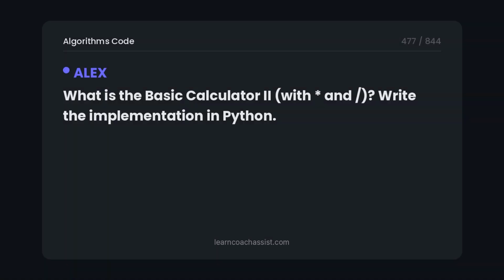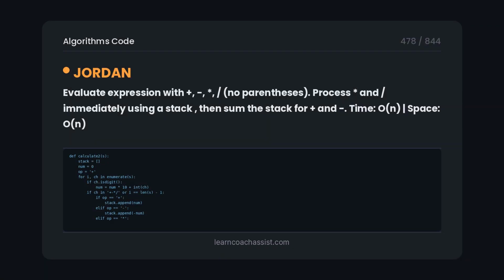What is the basic calculator 2, with asterisk and slash? Write the implementation in Python. Evaluate expression with plus, minus, multiply, divide, no parentheses. Process multiply and divide immediately using a stack, then sum the stack for plus and minus. Time O(n), space O(n).